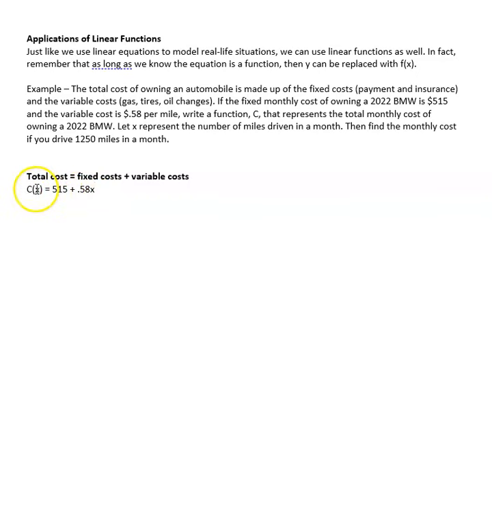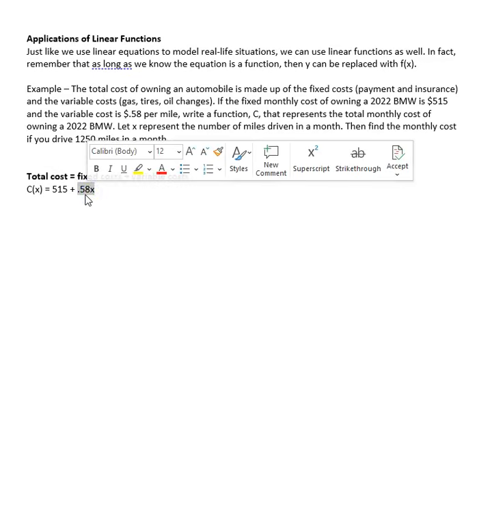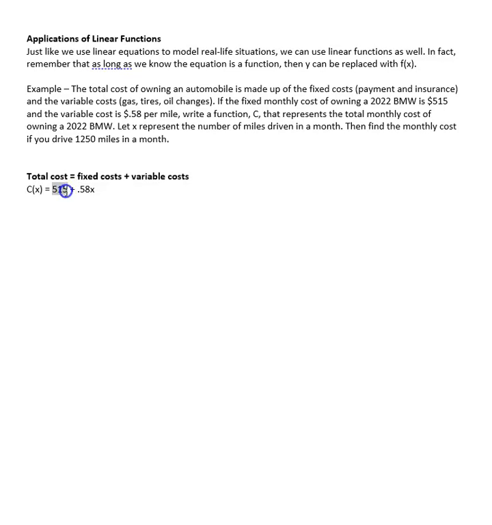So remember, C of x can be replaced with y, and then I would have y equals 515 plus 0.58x. So not only can we look at this the same way, that means that we could find the slope of the line if we were to graph it, which would be 0.58, and we could also find that 515 is the y-intercept. Now, none of that really applies to the example that we're looking at here, but I just want you to see that all of this is related. It's not different pieces. It's all kind of rolled into one.